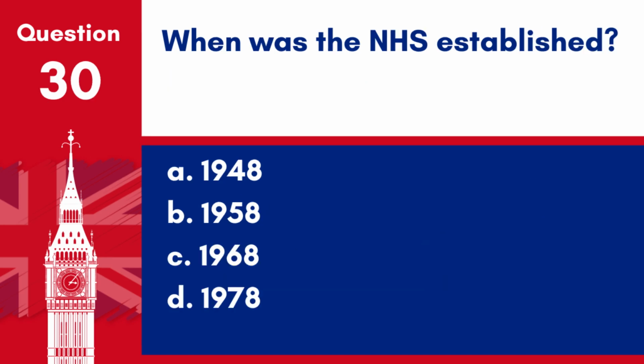Question 30. When was the NHS established? A. 1948. B. 1958. C. 1968. D. 1978. Answer: A. 1948. The NHS was established in 1948.